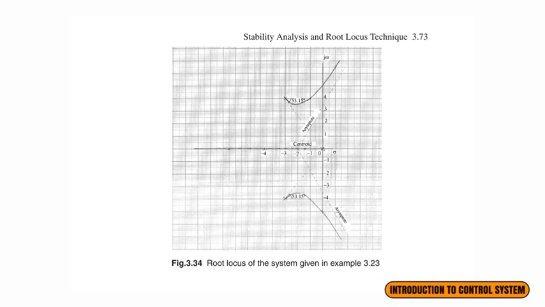We can find k for a suitable nature of the system. If the poles are here, the damping factor will be like this. So I will select the poles here because I want a particular type of damping. At this point, what is the value of k I can find from the root locus? If I put that value of k, the system will behave as I expected. So that is the purpose of root locus. But we can find only one parameter, that is k.